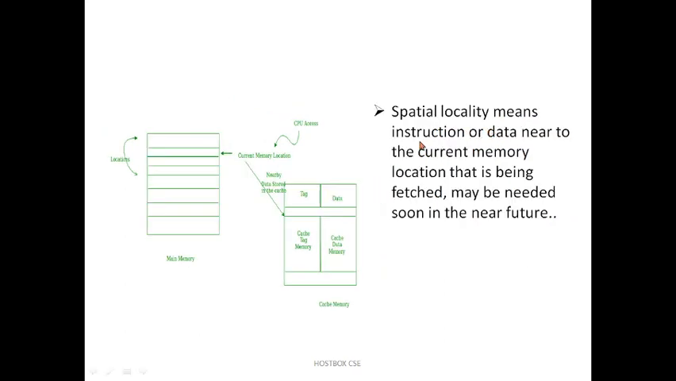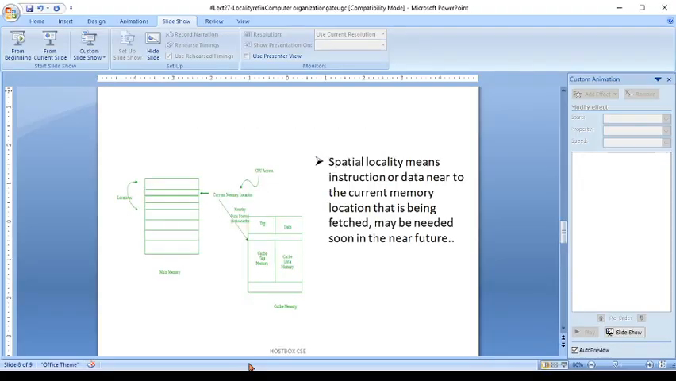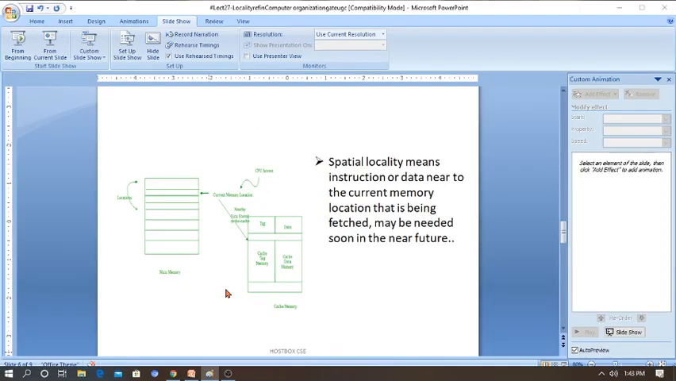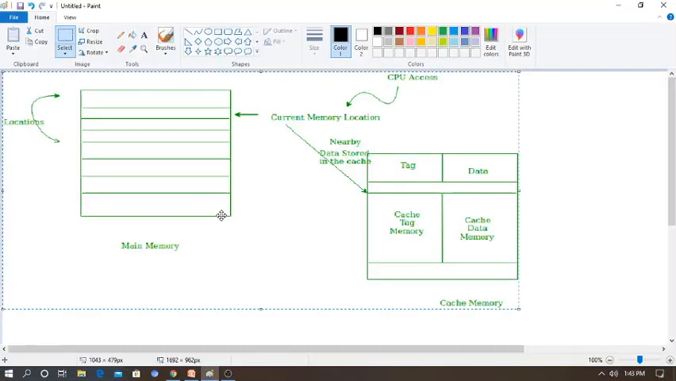So what does spatial locality mean? Here, the instruction or data near the current memory location that is being fetched may be needed soon in the future. Remember, instruction or data near the current memory location that is being fetched may be needed soon. Here is a diagram for further clarity. Here is the main memory, let's assume blocks.